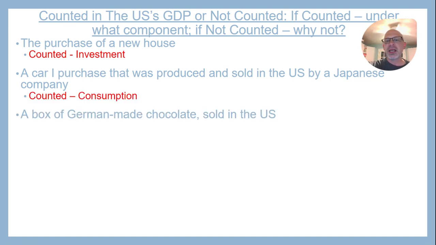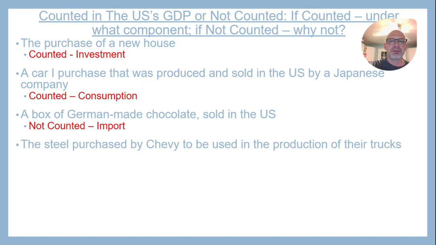A box of German-made chocolate sold in the US. Notice where it was made, in Germany. So German-made chocolate can't be counted in the US's GDP, even if it was sold in the US, because it was produced in a different country. This is considered an import.